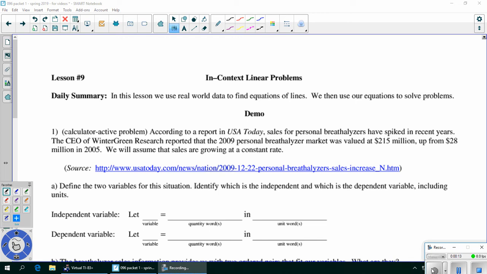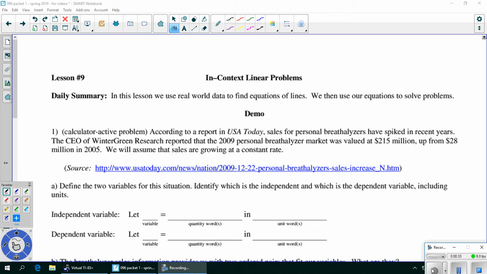According to a report in USA Today, sales for personal breathalyzers have spiked in recent years. The CEO of Wintergreen Research reported that the 2009 personal breathalyzer market was valued at $215 million, up from $28 million in 2005. We will assume that sales are growing at a constant rate.